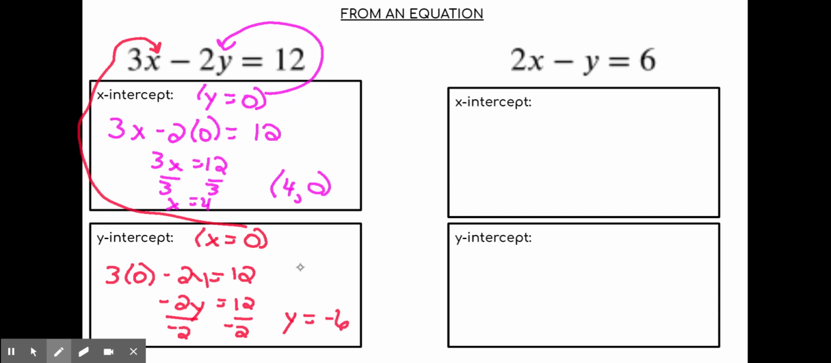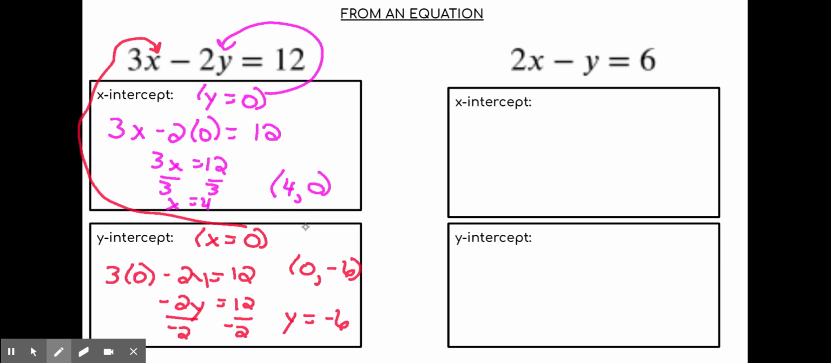So the coordinates of the y-intercept, I'll get it in a second, is 0, negative 6. Okay, so the x-intercept is 4, 0. The y-intercept is 0, negative 6. All right, let's do it one more time.